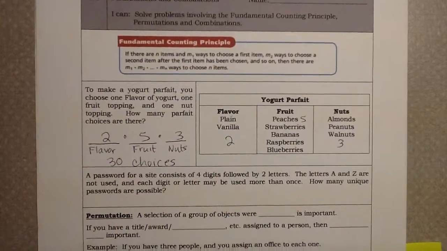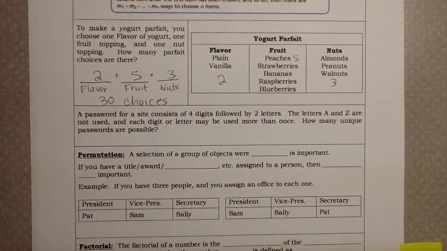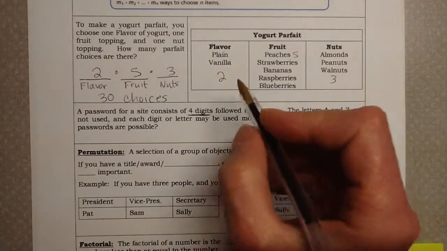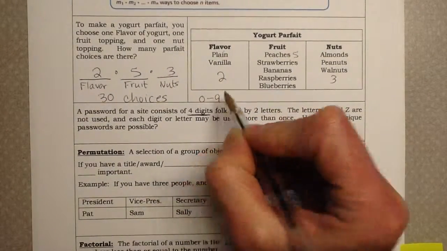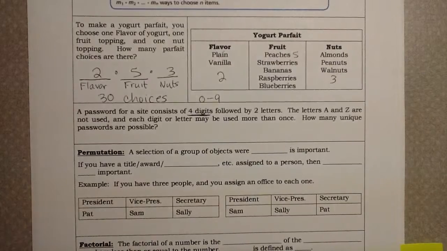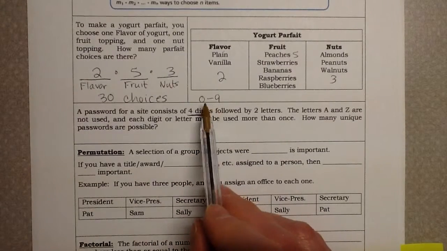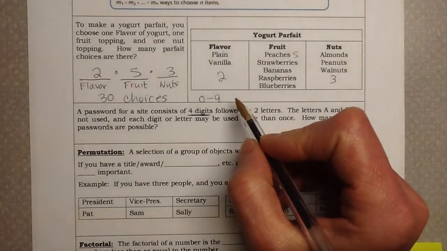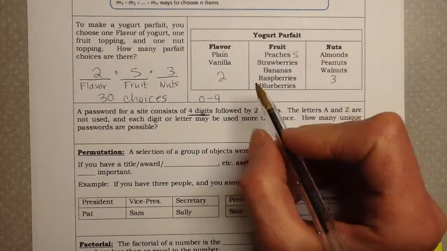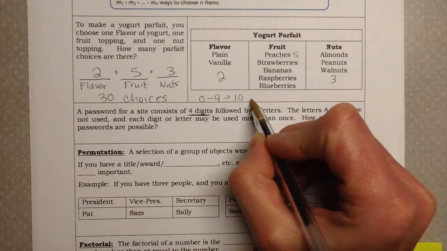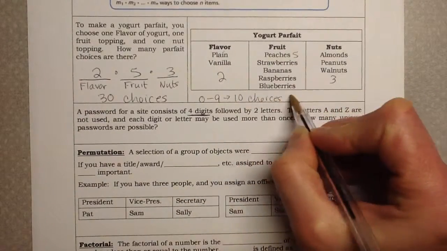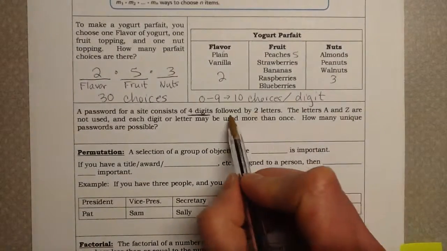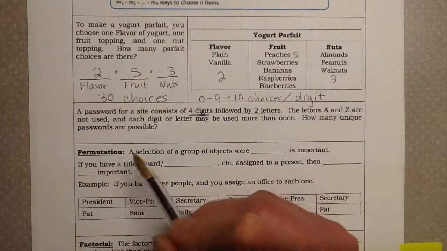Okay, the next one is a password, and we can see that we have 4 digits. Now usually when you have digits, it's talking about the numbers 0 through 9, unless it's otherwise specified. Usually they're single digits. A lot of people think this is 9 choices, but there's actually 10 choices if you count 0 and then 1 through 9. So there would be 10 choices here per digit. Okay, so we're followed by 2 letters. All right, now we have some restrictions here.